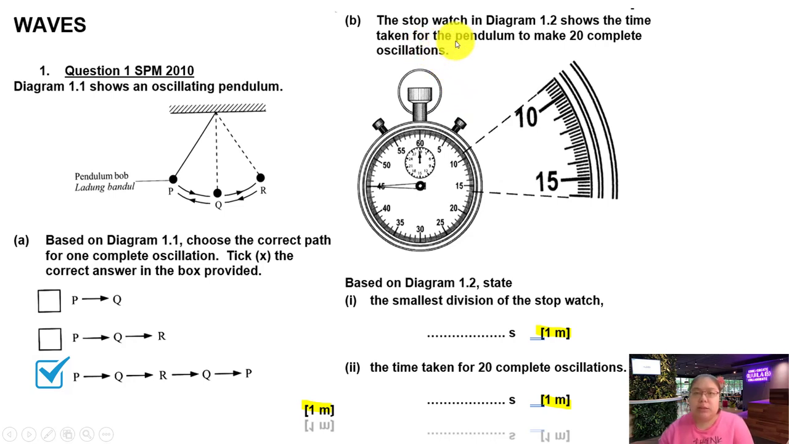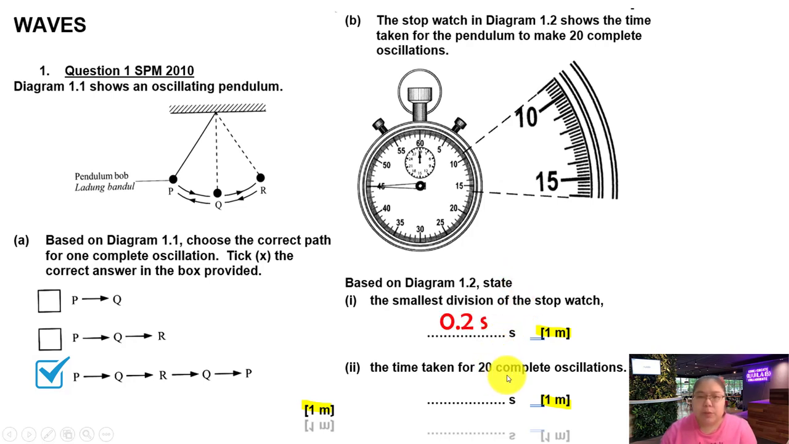Okay, let's see B. The stopwatch shows the time taken by the pendulum for 20 complete oscillations. So from here, we can see the smallest division of the stopwatch, and you need to find it. This one is a 10, is it? Then this one's a 15. So this one should be 11, 12, 13, and 14. So we go to find the smallest one. This one is 11. Inside, we have 5 divisions. So that means the smallest one should be 0.2. So this one is 10.2, 10.4, 10.6, 10.8, after that it becomes 11. So from here, the smallest division should be 0.2 second.